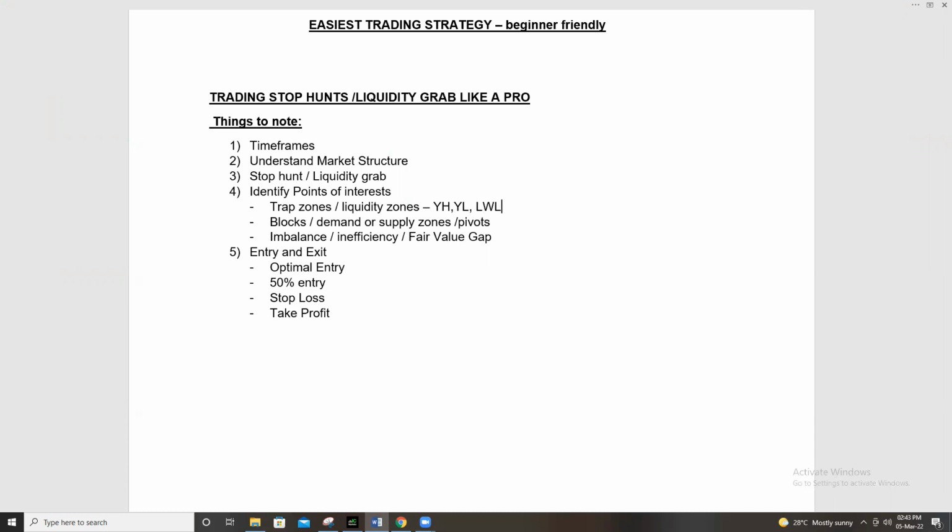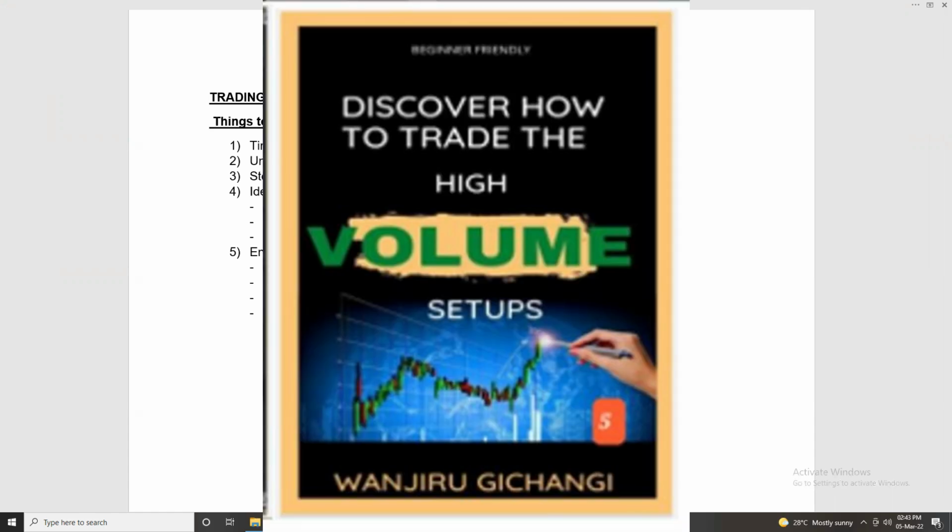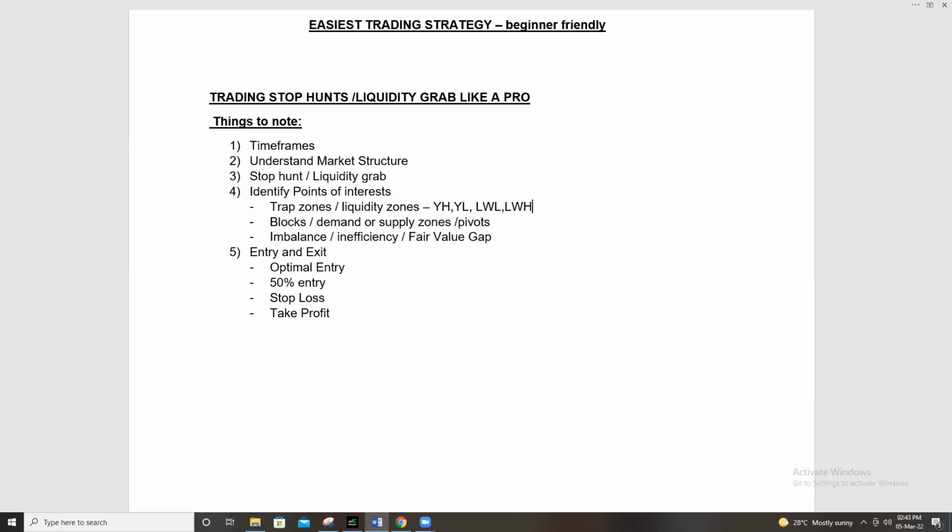If you want to understand more about liquidity, I have the liquidity book, or I have a chapter that talks about liquidity in a simpler way. Ebook 5. We'll talk about the ebooks later. But you can get ebook 5 just to understand how to identify the zones.